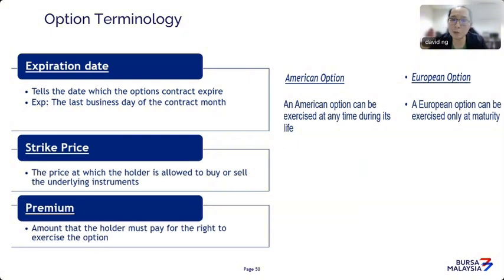So these are some of the options terminology: expiry date, strike price, and premium. The expiry date is very similar to futures. If, let's say, the underlying is the FKLI index futures, the expiry date will follow your underlying asset. So FKLI usually ends at the last business day of the month, and that is where it expires. So that's the expiry date.